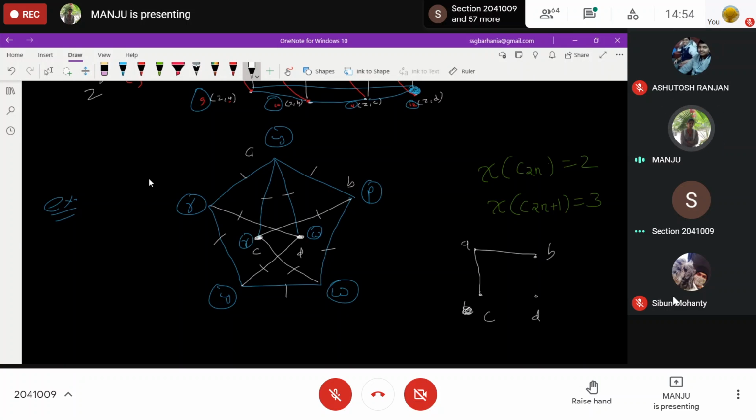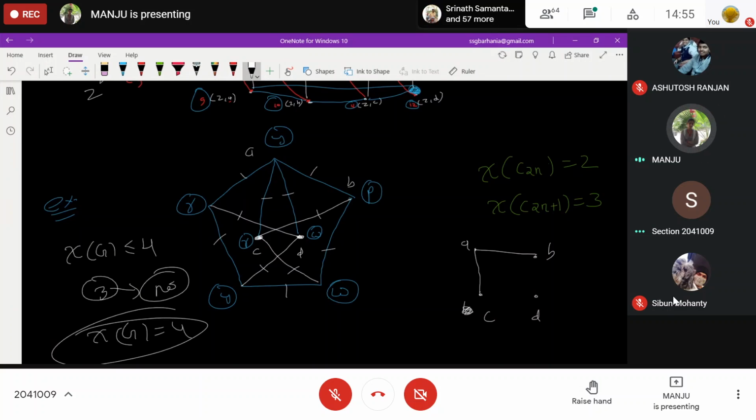So the chromatic number of this graph is less than or equal to 4. Now tell me, can we color the vertices of this graph using three colors? Can we color or not? The answer is no. So that's why the chromatic number of this graph is 4. Or you can check it one more time. Do you have any doubt?